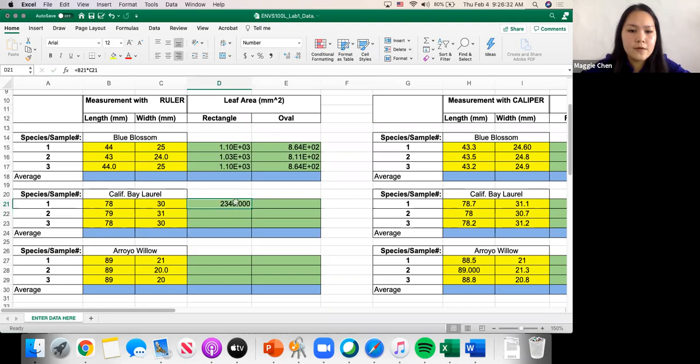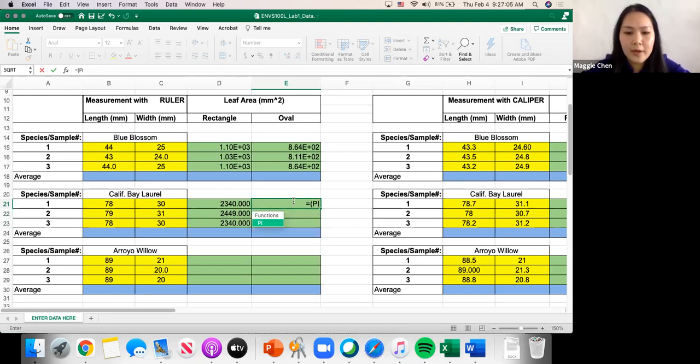We can then hover over the bottom right corner of this cell where that little dot is. When our plus sign looks like a little black plus sign, we can click and drag, and it would autofill these other cells with the same formula so we don't have to type it in over and over again. For the equation for oval leaf area, we'll again start with an equal sign. For the first part of our equation, we'll put that in parentheses and capital PI for our pi function.